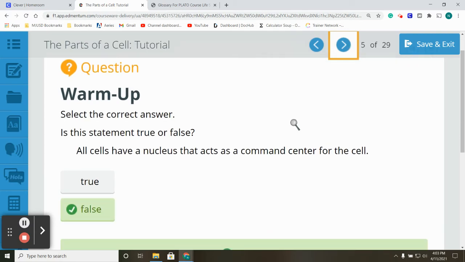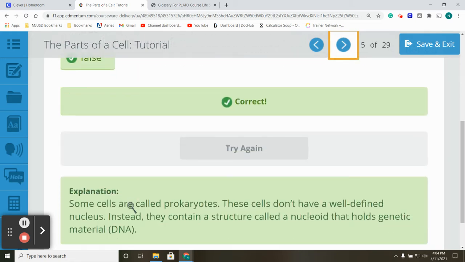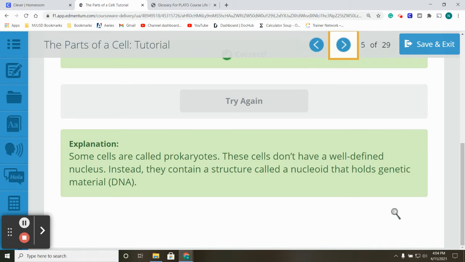Is this statement true or false? All cells have a nucleus that acts as a command center for the cell. That is false. Some cells are called prokaryotes. These cells do not have a well-defined nucleus. Instead, they contain a structure called a nucleoid that holds genetic material, DNA.